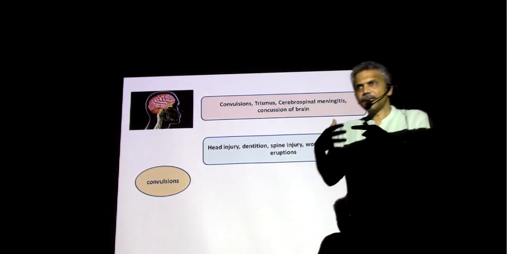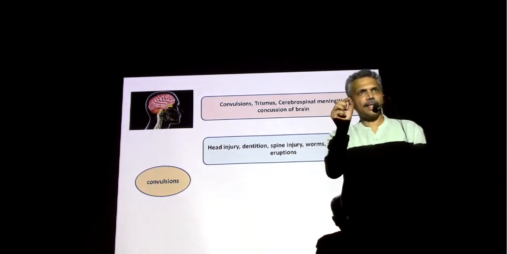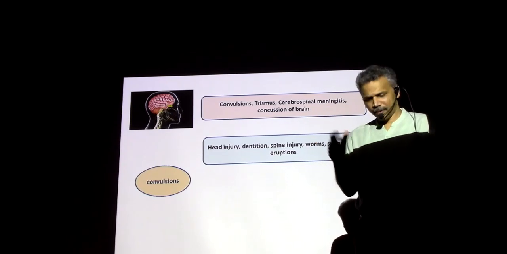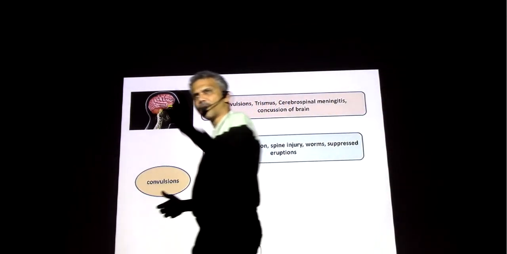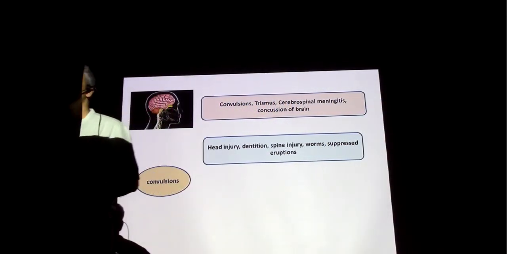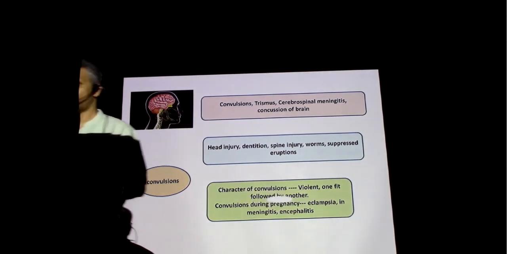I am generalizing a word, character of convulsions. Now when I say character of convulsions, what will be the headings that come up? Modalities will come in the end. Character: how long, how many episodes? Is it mild? Is it severe? Is it single? Is it multiple? These are the characters. Yeah, we'll come to it.